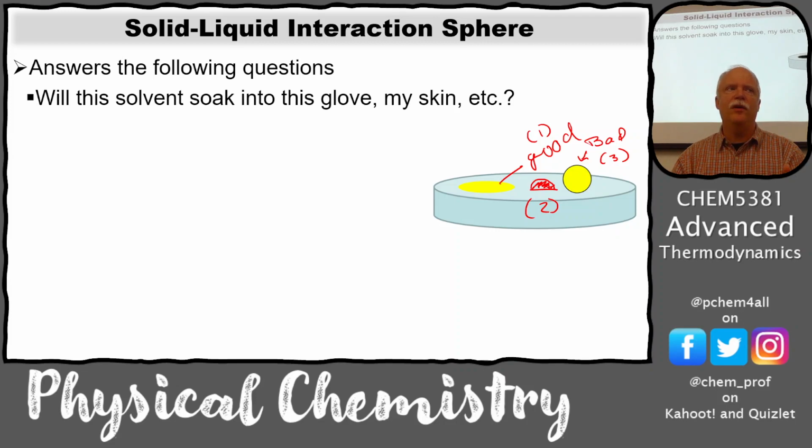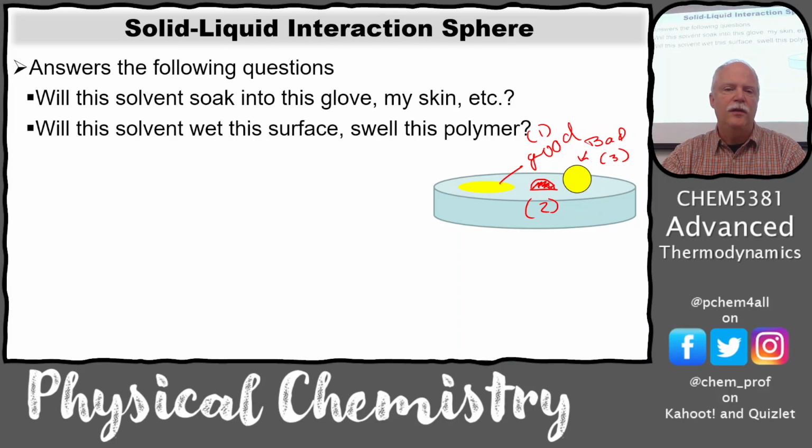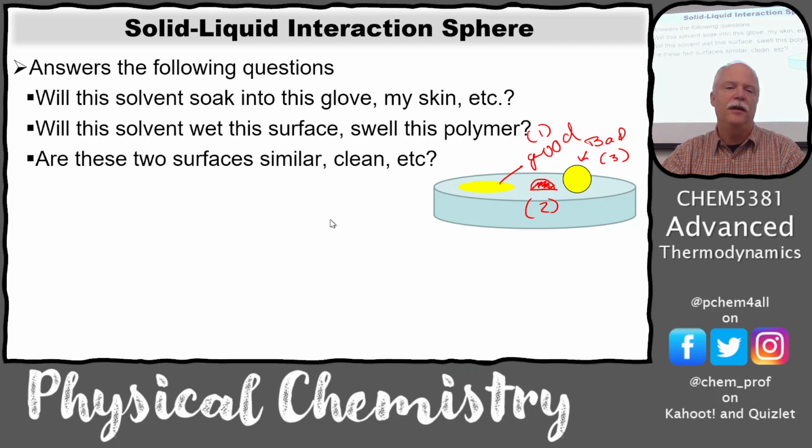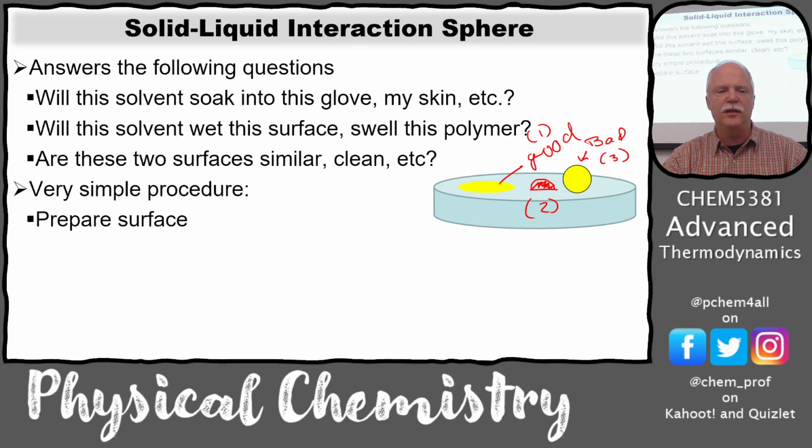They have a whole chapter on skin permeability, okay, for transdermal applications and things like that. And so they have a Hansen solubility parameter model for skin, so you could determine if this solvent is going to go into your skin or not. And so it's valuable. So will the solvent wet the surface? Will this polymer go through your skin? Are these two surfaces similar? Are they clean, etc.? So we can use these kinds of trials to determine all these different kinds of questions.